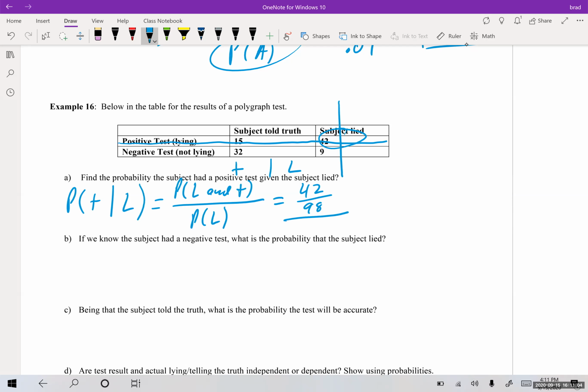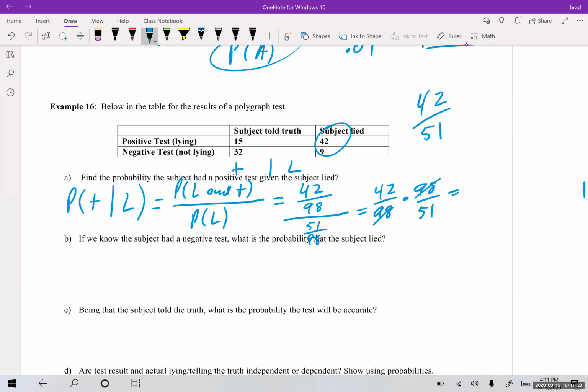Divided by, now what's the probability that they lied? Well, we just have to add up everybody that lied. So everybody that lied is 51. So we're going to say 51 out of 98. So this is going to become 42 out of 98 divided by 51 out of 98, but dividing is the same as multiplying by the reciprocal, 98 over 51. These cancel, and that's going to happen all the time. So what some students do is they just start off writing 42 over 51. That's okay. And then we end up with 42 over 51.